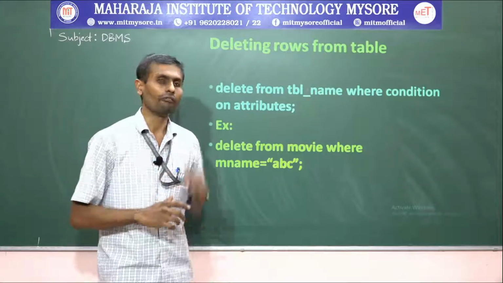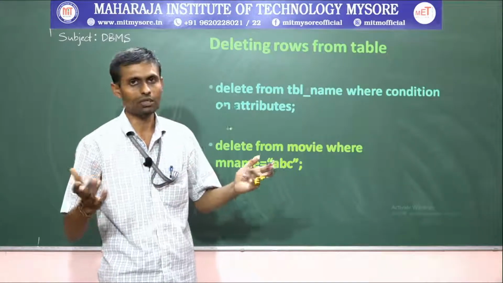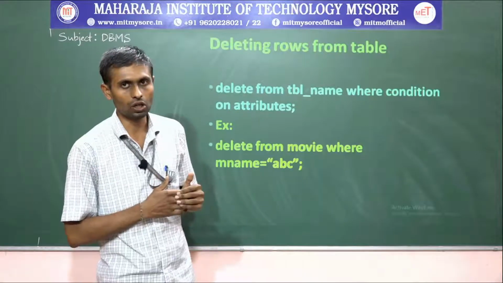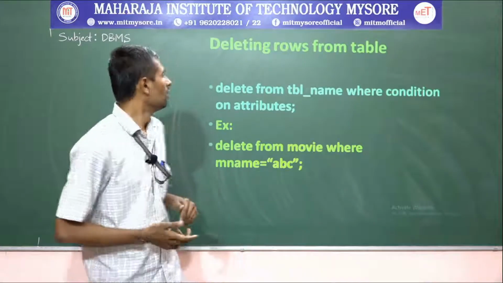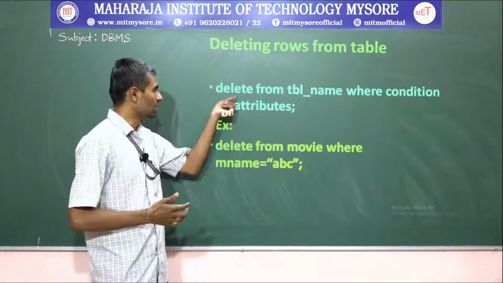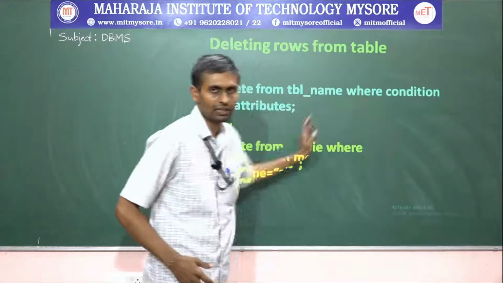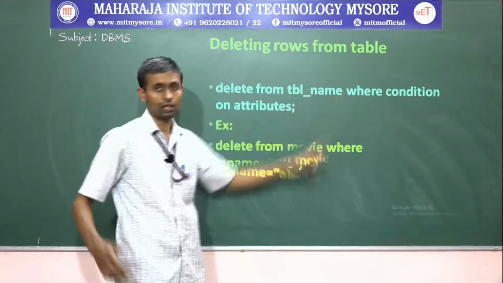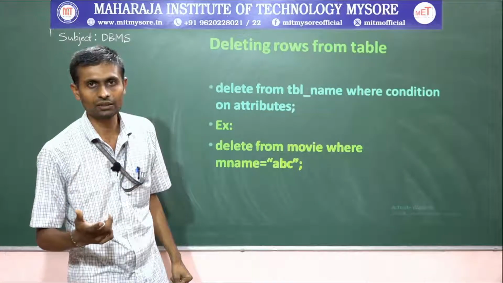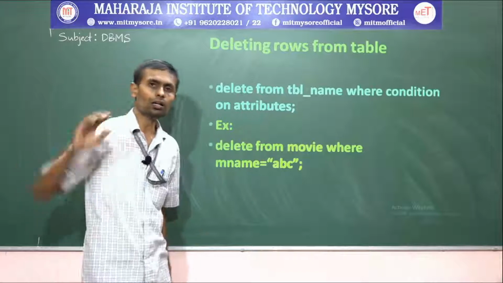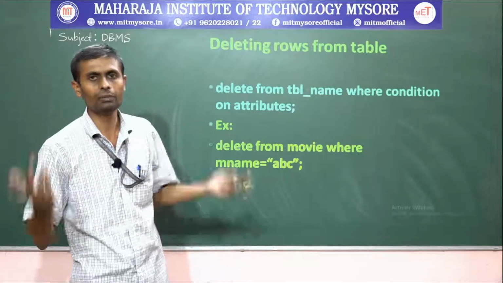By using delete, we can delete a particular row, whichever row from the table we want. For that, the syntax to be used, as we discussed, is delete from table name, where, then condition. Suppose if I write only this much, then also it executes. But what happens, guys? It deletes all rows of my table. That means all tuples will be deleted.